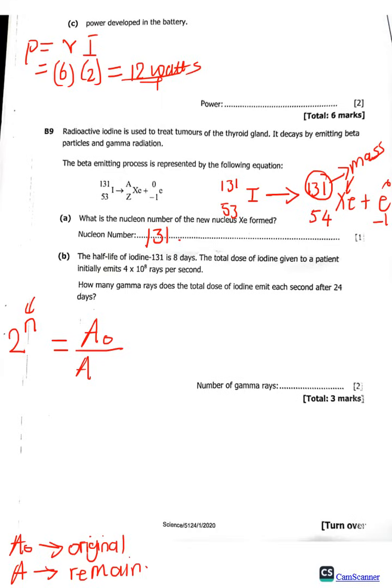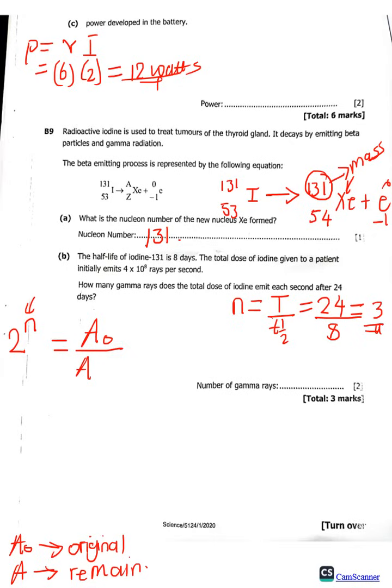Now N can be found by the formula: N is equal to T, which is the total time, divided by the half-life. So the total time T, we have how many? We have 24. Where there is capital letter T, we put 24 over the half-life. The half-life is 8 days. So 24 divided by 8 is 3. So this is the value of N.